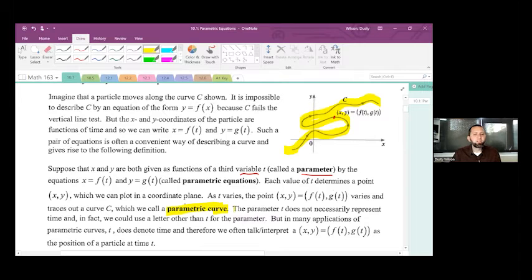The parameter t does not necessarily represent time, and in fact, we could use a letter other than t for the parameter. But in many applications of parametric curves, t does denote time, and therefore we often interpret x, y equal to f of t, g of t as the position of a particle at time t.